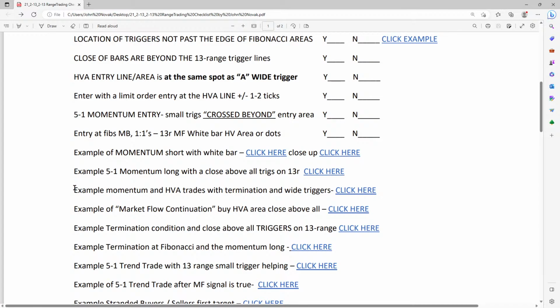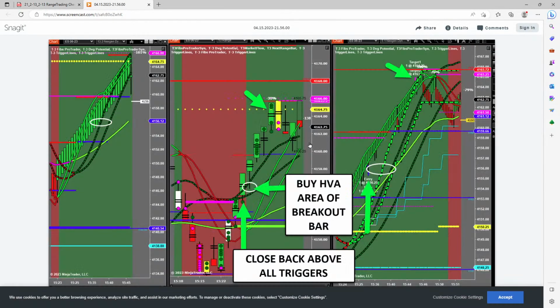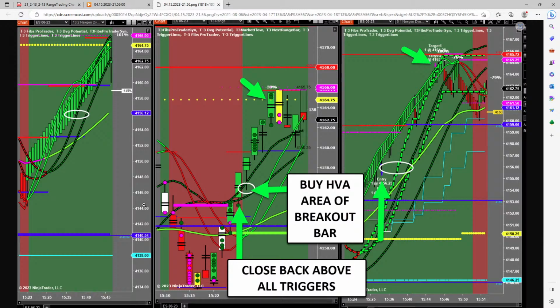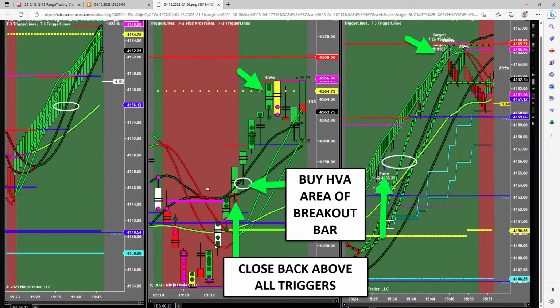Here's an example of a market flow continuation trade. So again, let's take a look at it together, and let me just explain it to you, and we'll see if you, Shogun, this one's going to make more sense to you because I showed you about 10 of these last week, right? Where on the market flow chart, after we close back above all of the trigger lines that are going up, we have a tendency to be able to trade momentum style looks.